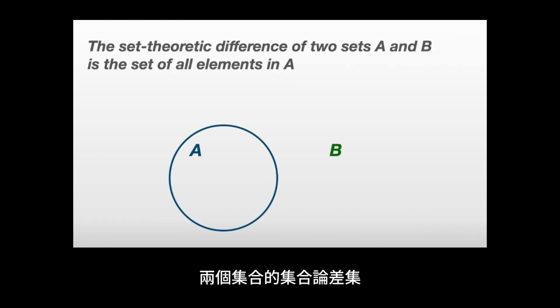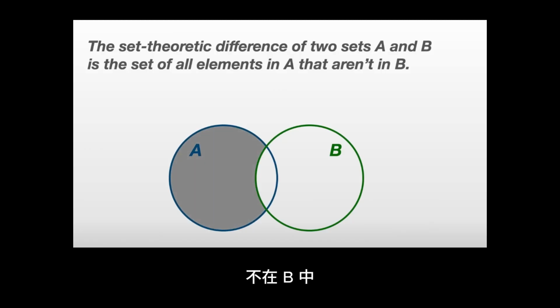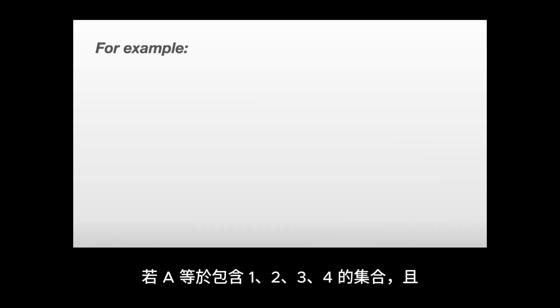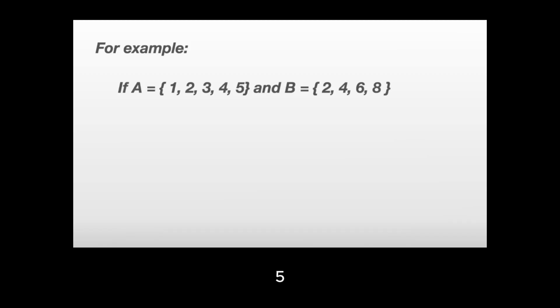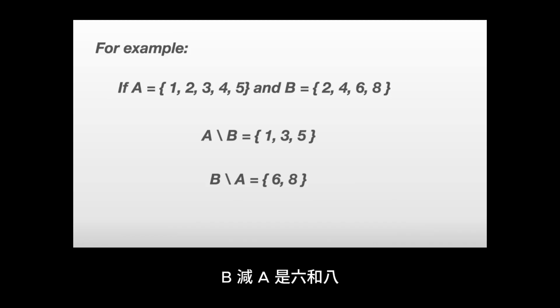The set theoretic difference of two sets A and B is a set of all elements in A that aren't in B. It's usually denoted by a backslash, and can be thought of as like subtracting B from A. I'll call it A minus B for the rest of the video, but remember, this is just to make things easier to say. For example, if A equals a set containing 1, 2, 3, 4 and 5, and B is the set containing 2, 4, 6 and 8, then A minus B is the set containing 1, 3 and 5, since we've removed the 2 and the 4 that were in B. B minus A is 6 and 8, since we've again removed 2 and 4.